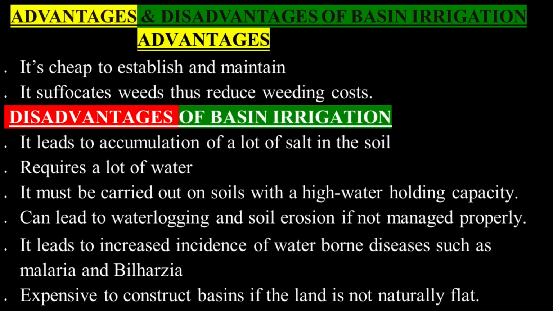Advantages of basin irrigation. It's cheap to establish and maintain. It suffocates weeds, thus reducing weeding costs.